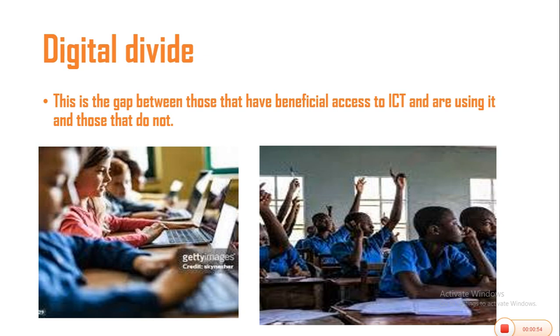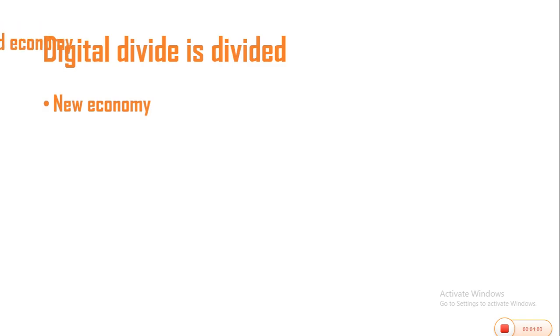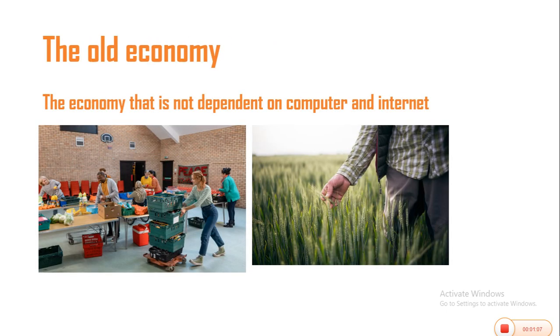Let us look at how the digital divide is divided into the new economy and the old economy. We'll be taking these economies one after the other. The old economy is the economy that is not dependent on computer and internet. If you look at the images on the screen, the people there are carrying out their activities without the use of ICT gadgets. They are going about it with their physical efforts.